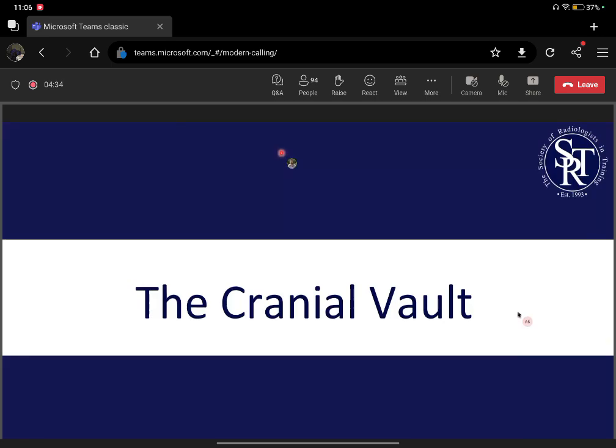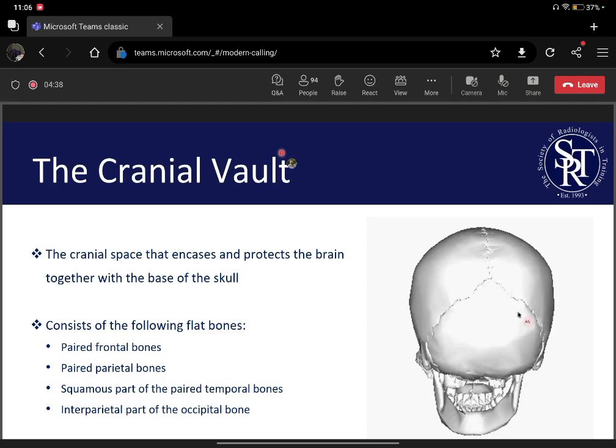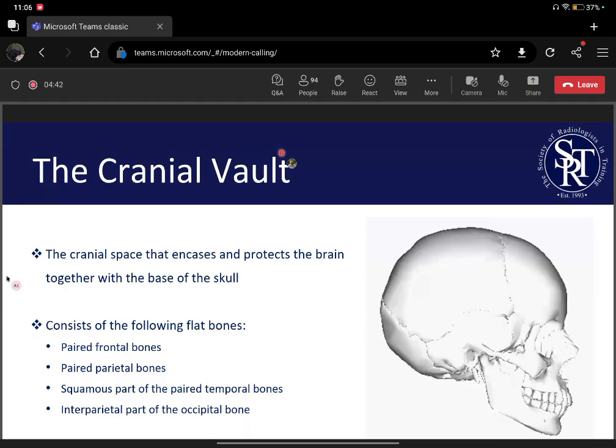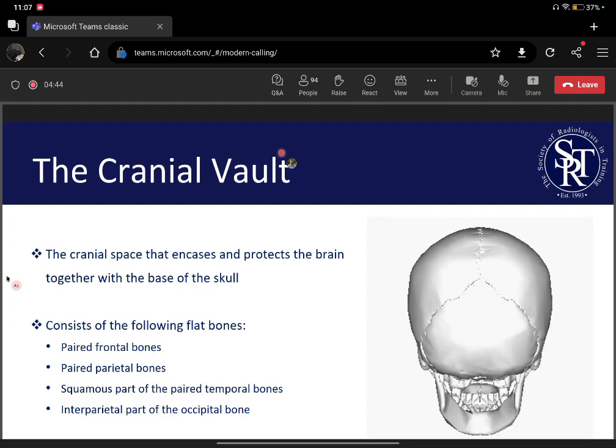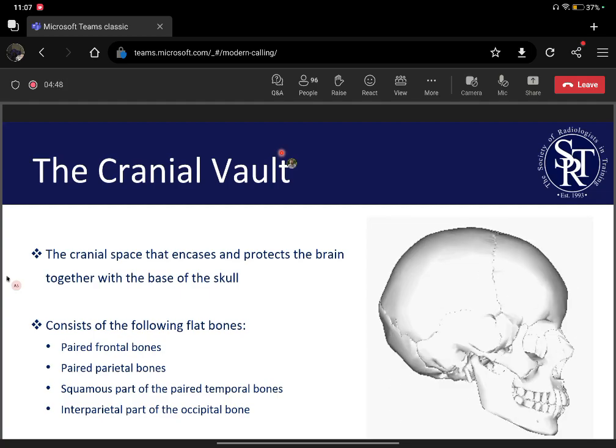So the cranial vault is actually the space that encompasses the brain and protects the brain along with the base of the skull. I'll talk today about the calvaria, and in 2 weeks you'll hear more about the base of the skull. And the calvaria is constituted of the following bones.